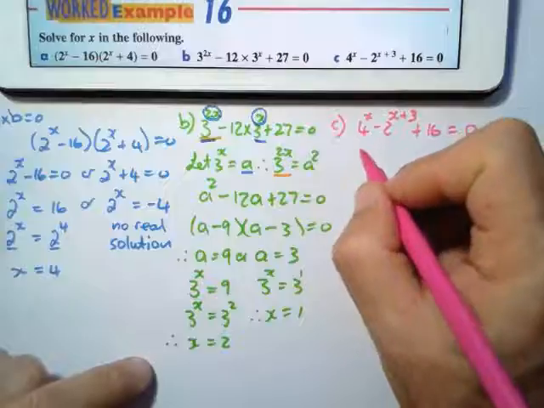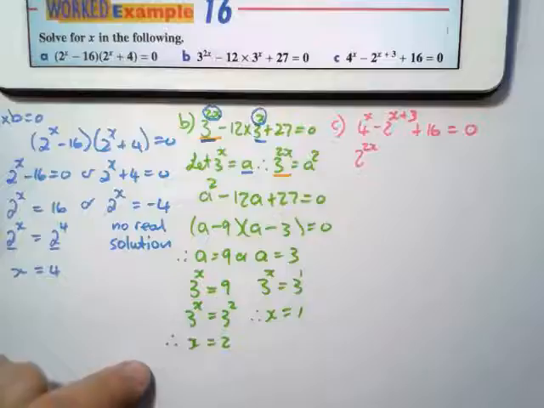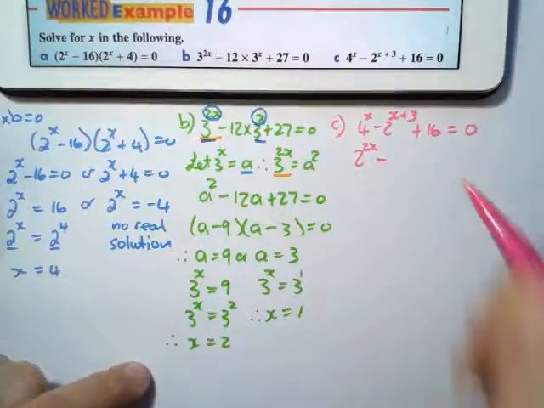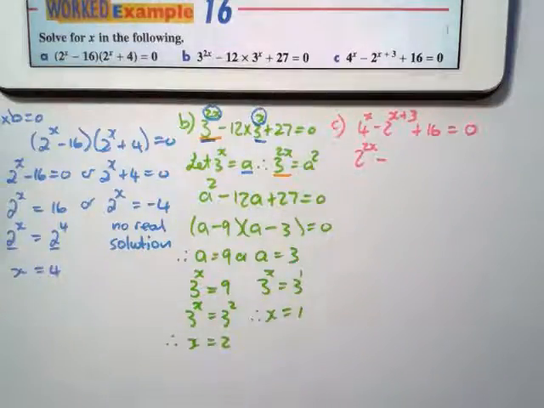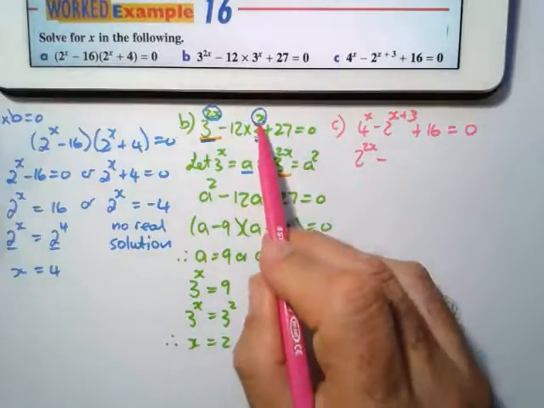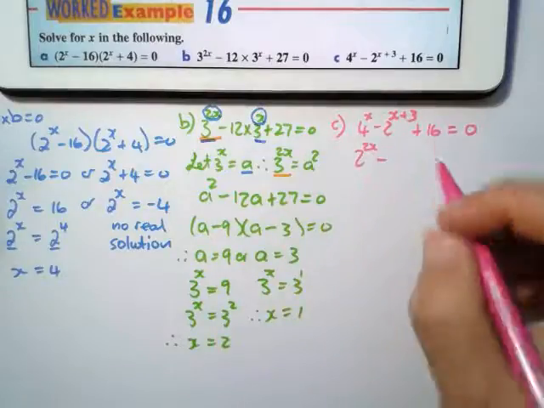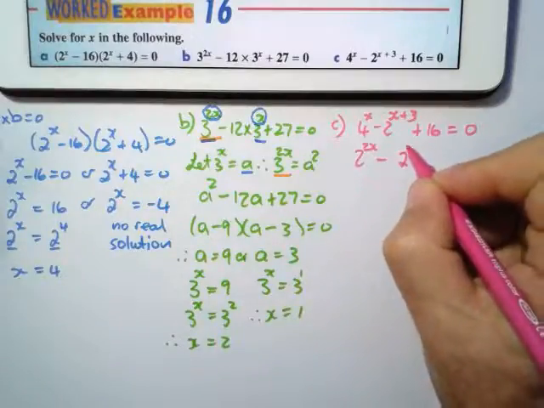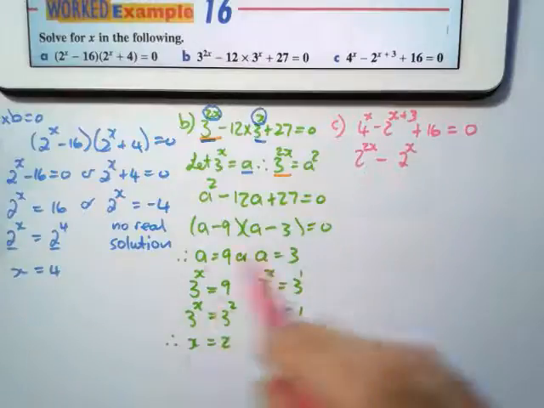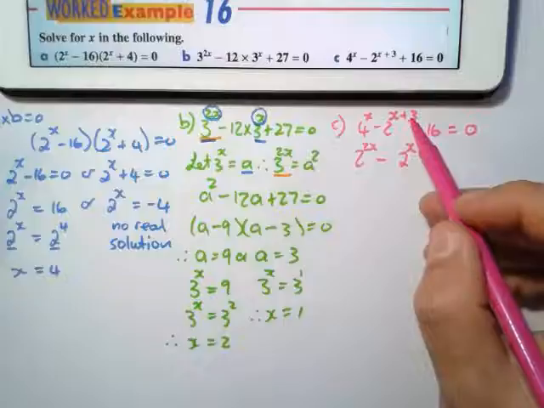I'm going to say 4 is 2 squared, so 4 to the power x is 2 to the power 2x. Minus, but before I carry on, can you see that it was 3 to the power x and that was 3 to the power 2x? So I need to have 2 to the power 2x and 2 to the power x if I want to apply the same rules here. But now I have a plus 3.